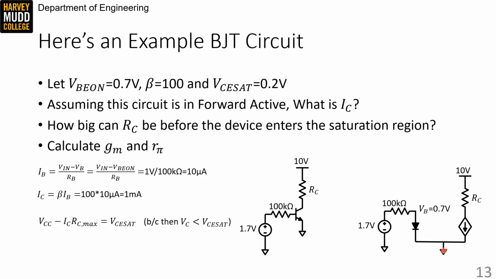This circuit will enter saturation when the base to emitter voltage is greater than 0.7 volts, which is already true, and when the collector to emitter voltage is less than VCE sat, or 0.2 volts. So we need to find what value of RC will create 0.2 volts at the collector. Because we know IC is 1 milliamp, and the supply is 9.8 volts above 0.2 volts, we know that 9.8 kilo ohms of resistance will drive VC low enough to cause saturation, where VC is the collector voltage here.